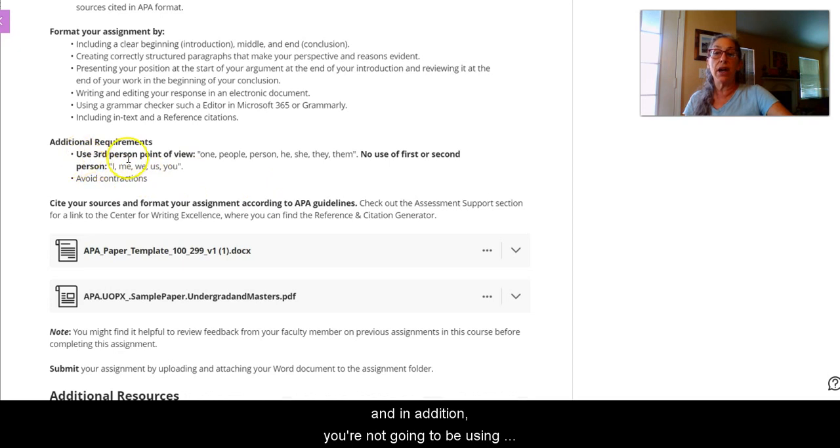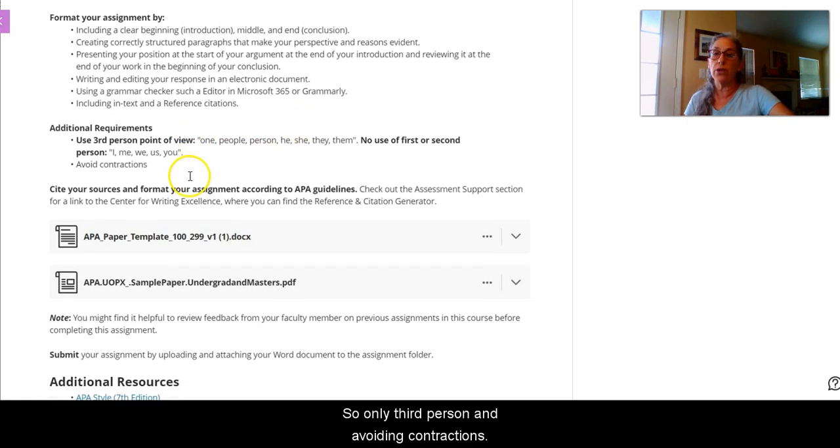And in addition, you're not going to use any first person, and you're always going to avoid using you in all of your academic papers. You don't want to speak directly to your audience. It's kind of jarring and strange. So only third person and avoiding contractions.